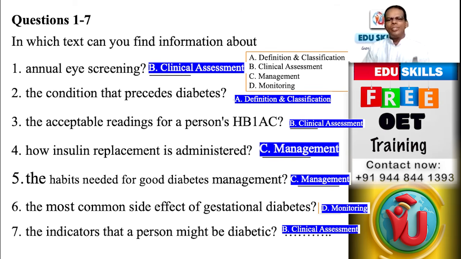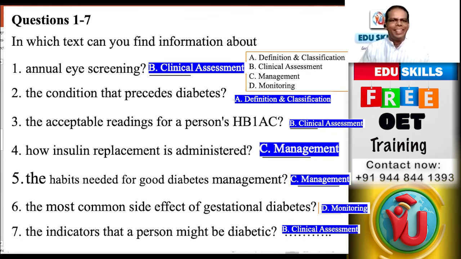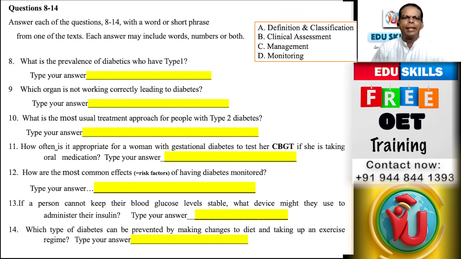How many seconds do you require? You need not even 5 seconds for each answer. Okay, now try reading these questions. We are not going to the text at all. Let's see how far you can identify the answers. What is the prevalence of diabetes?